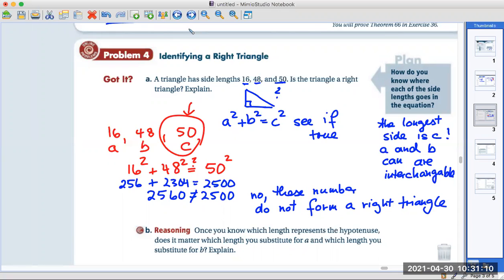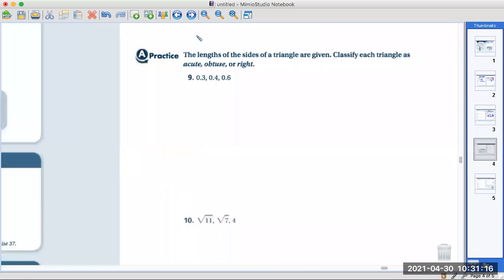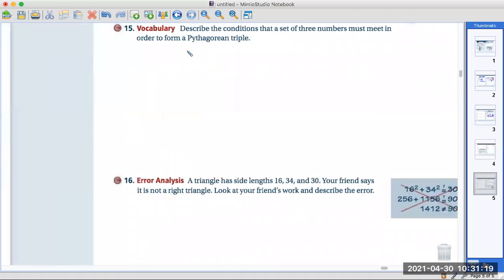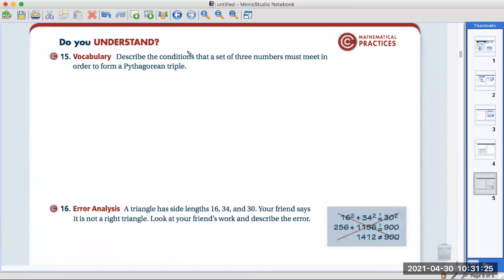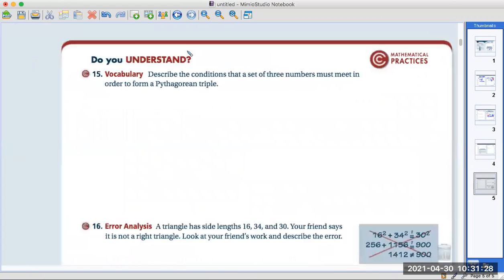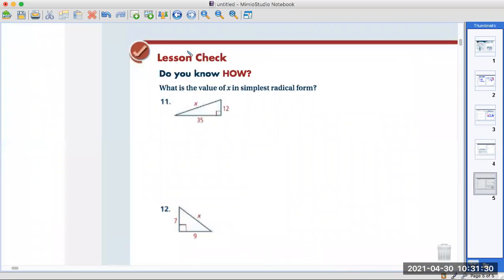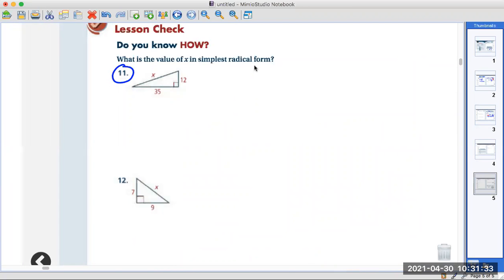The next page, I think I'm skipping, and let's go straight to our homework. This is page 423, theorem. You have to do number 11. Your answer should be in simplest radical form. Look at my example and see if you can figure it out. Not only do you have to find the answer, you have to simplify your radical. Remember, you're looking for two numbers that multiply to that. One you can take out, the other one you leave in.